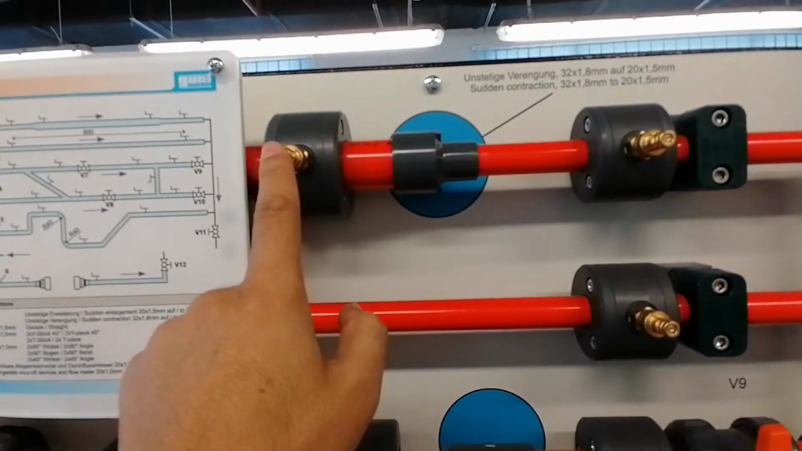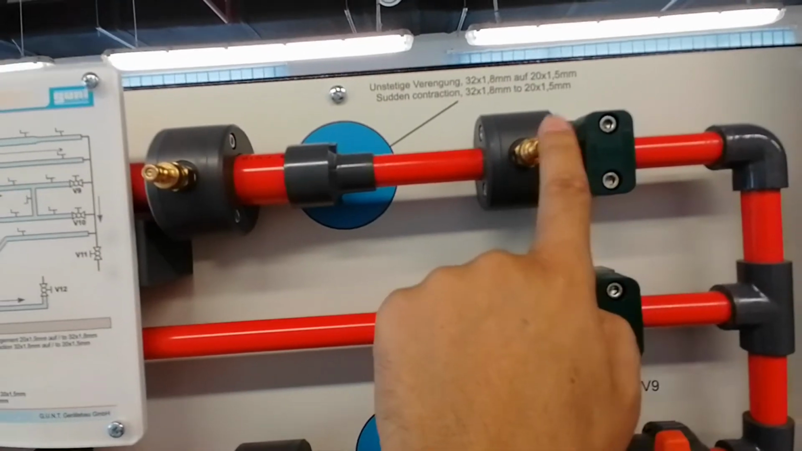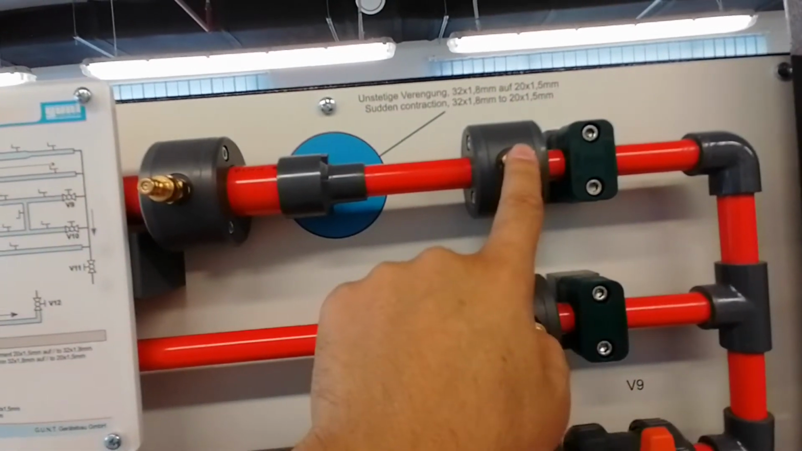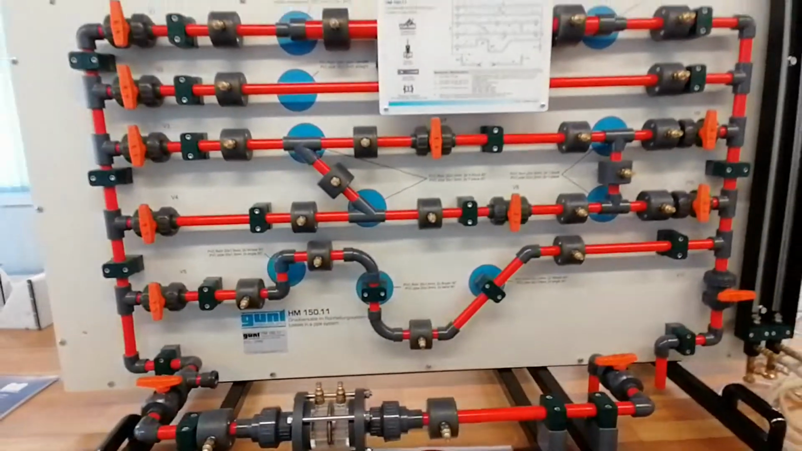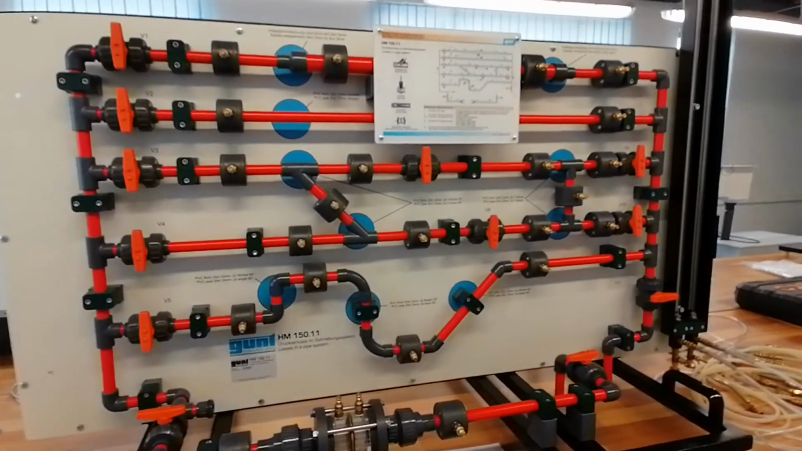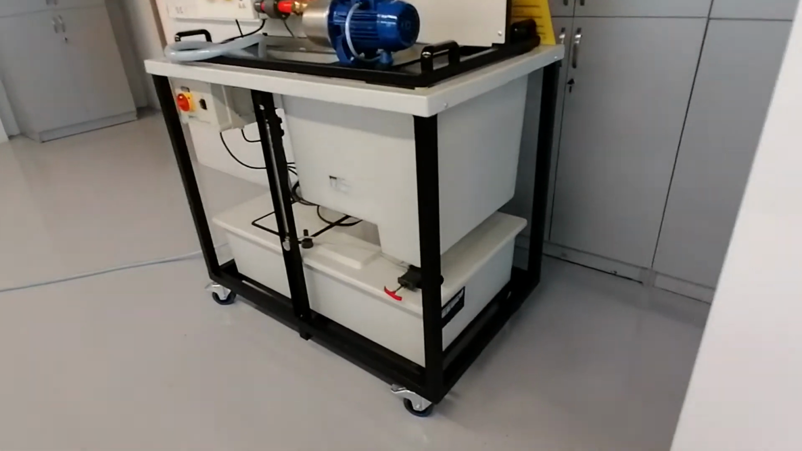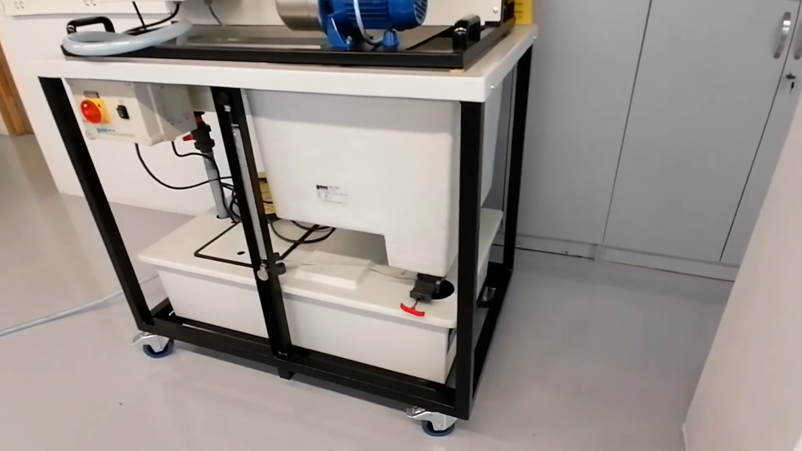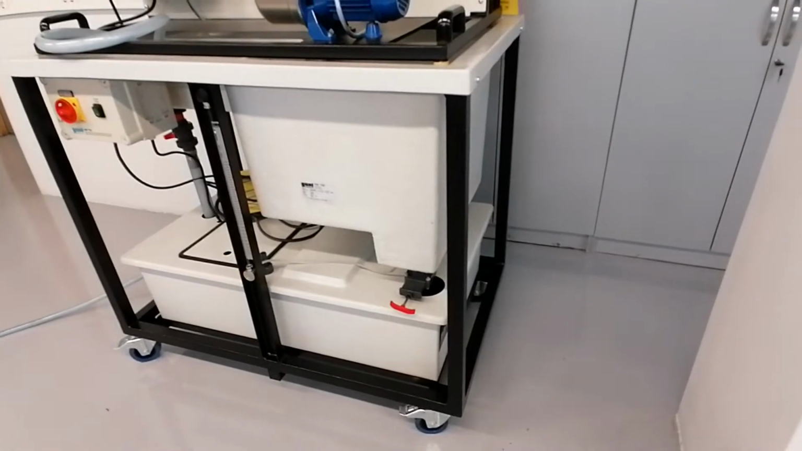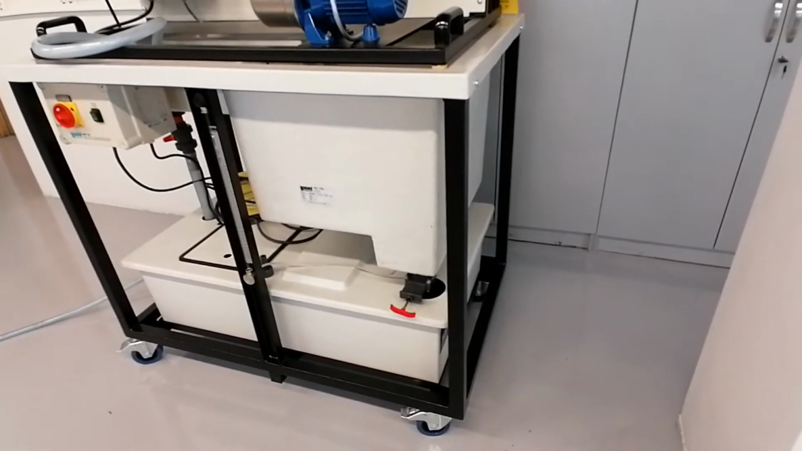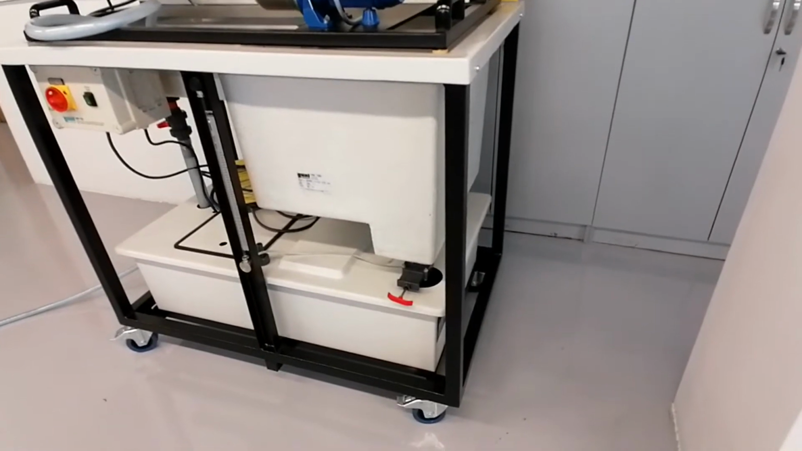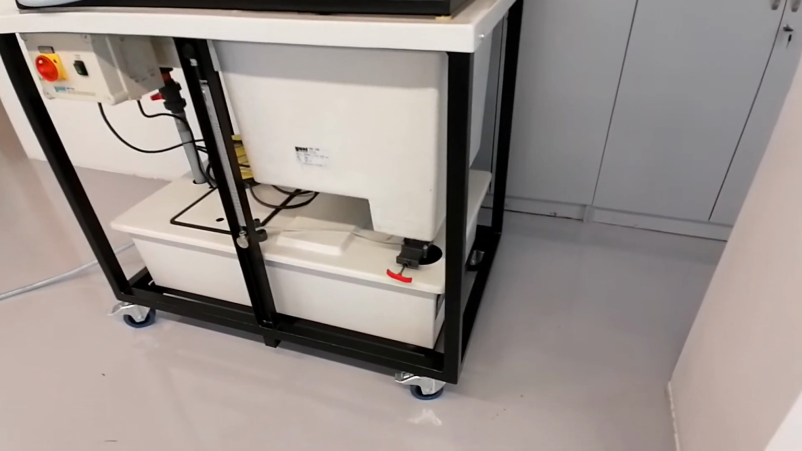Also, you can observe the pressure change by connecting the piezometer pipes to here. And also we will connect this device to the hydraulic bench. The hydraulic bench is here. This will provide the water to the system. Also, we can measure the discharge by using this hydraulic bench.